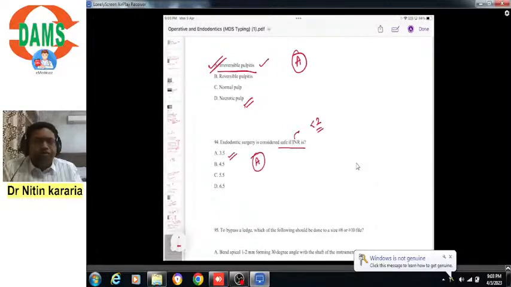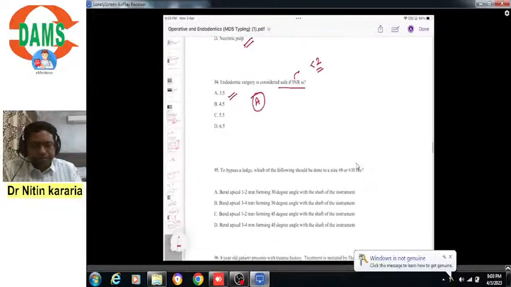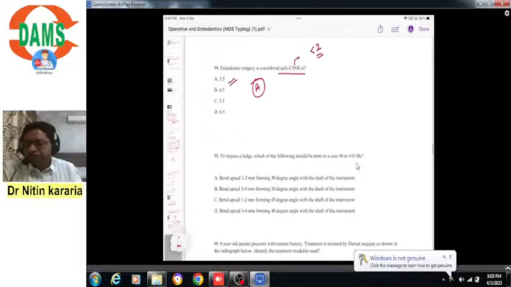You can read more about the International Normalized Ratio from your textbooks, but normally it should be below 1 or 2 for normal people. Moving over to the next question.